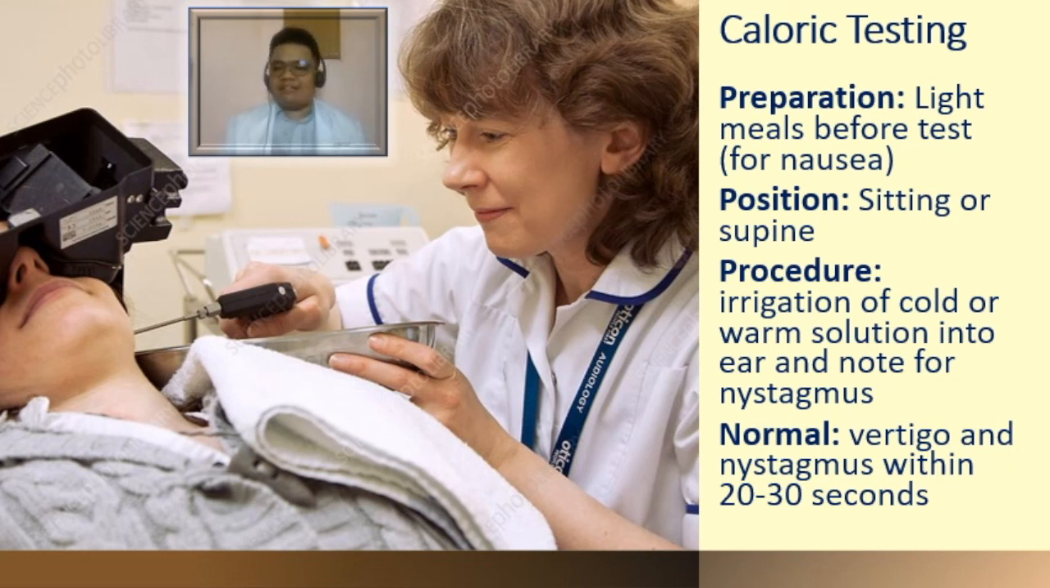The procedure is that there is irrigation of cold and warm solution into the ear, and we are noting for nystagmus. So class, in this case here, it is this device which will be capturing the nystagmus. Okay? Then, class, the normal finding is that the patient will experience vertigo and nystagmus that would last for about 20 to 30 seconds. Class, your caloric testing is actually already a test for your inner ear functioning, because if you can recall, your vestibule is already located in the inner ear. So again, the normal finding is that there is presence of nystagmus. So that's your caloric testing.